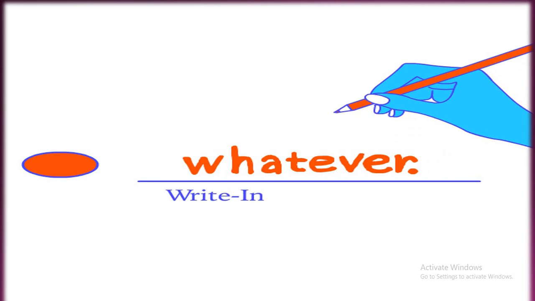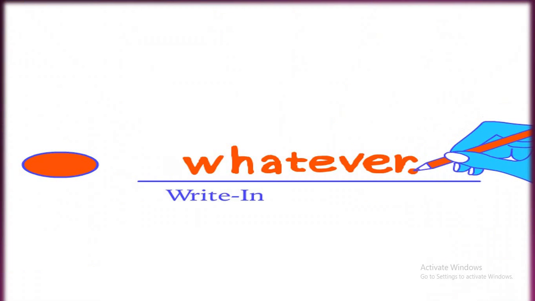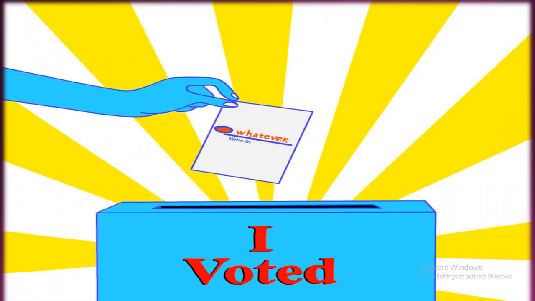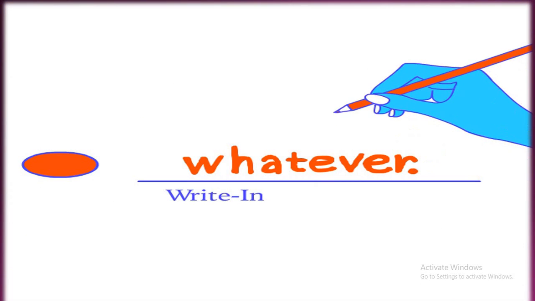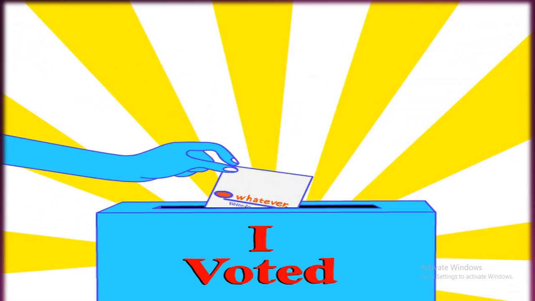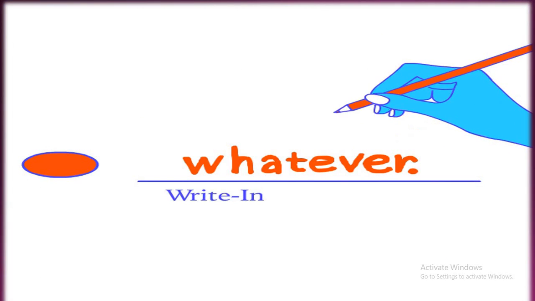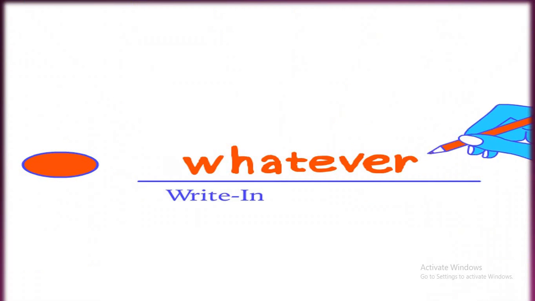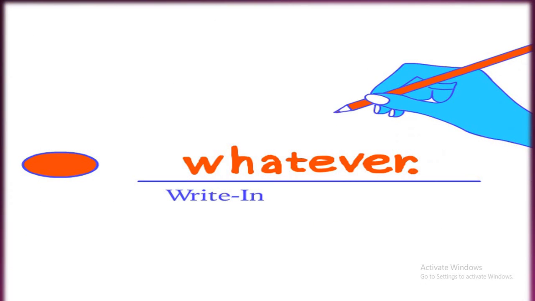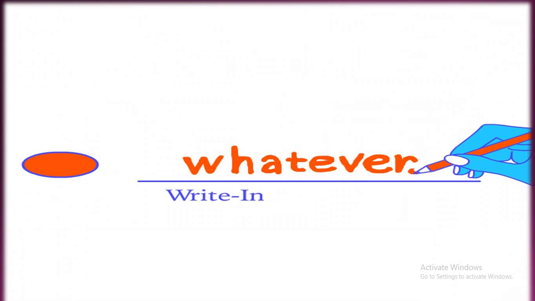How to vote? We have a polling box, and whichever political party we select, we just put the vote into the polling box. But this was followed in olden days. Nowadays, we have another way with the polling machine.